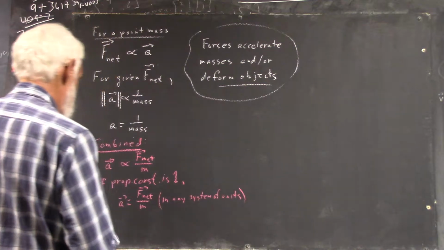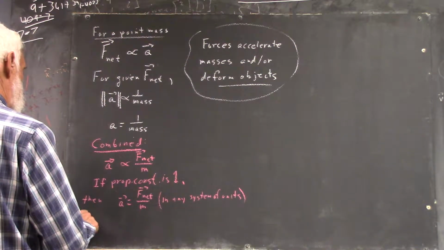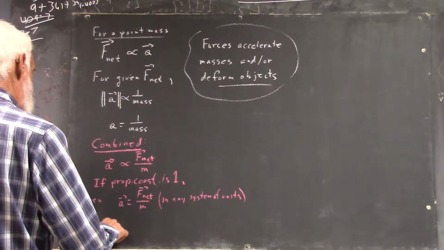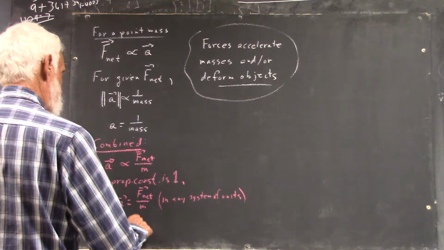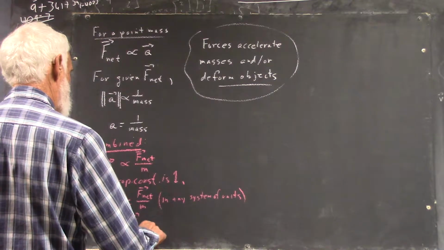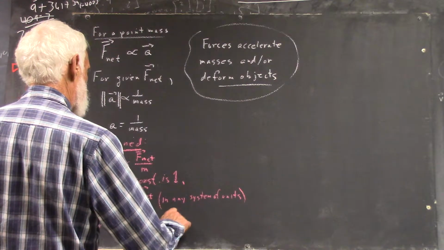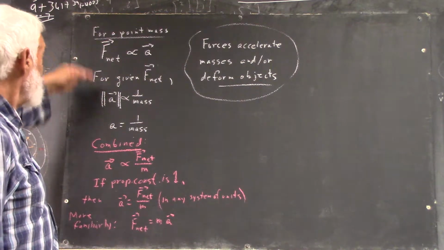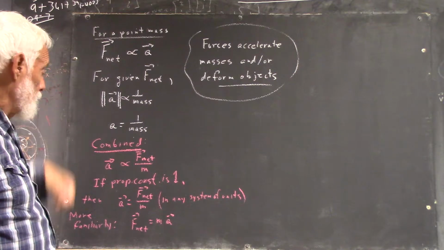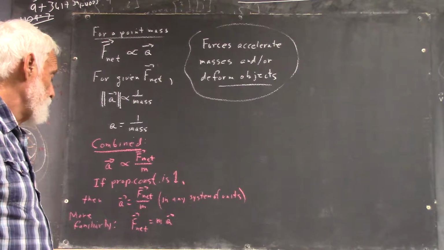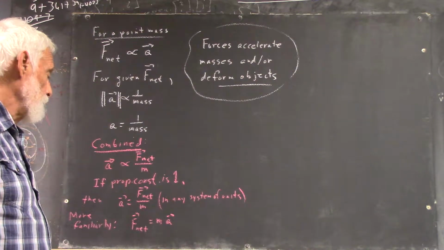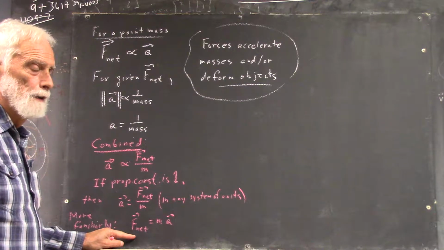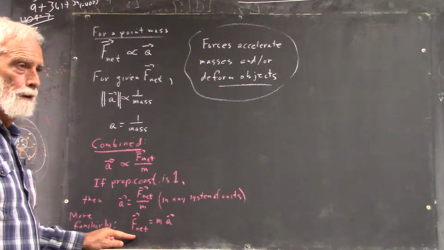More familiarly, net force equals mass times acceleration, which is not the way it gets reasoned out if you think of experiments you have to do, but that's the way it's usually expressed. So, what do we call this statement? Any literate high school graduate should know what this statement is.